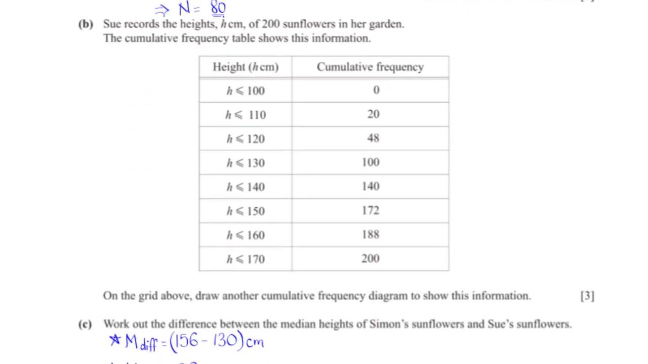Sue records the height of 200 sunflowers in her garden. The cumulative frequency table shows this information. On the grid above, draw another cumulative frequency diagram to show this information.